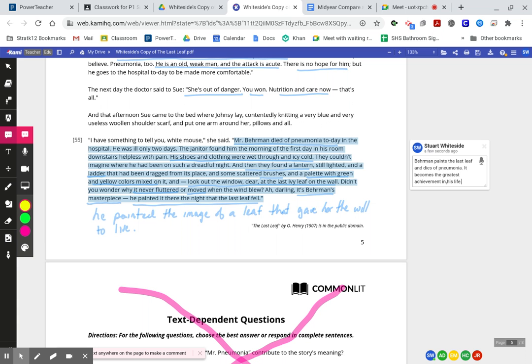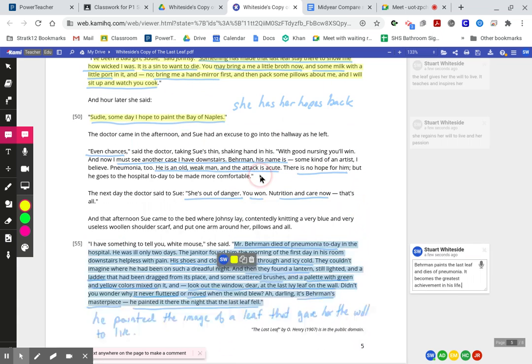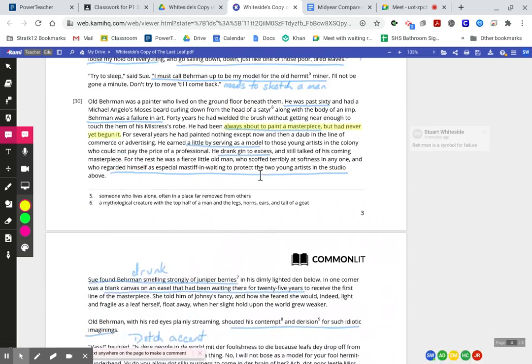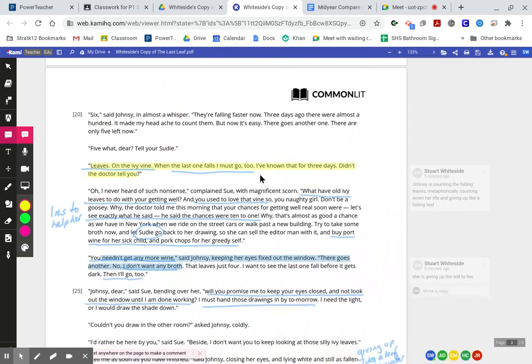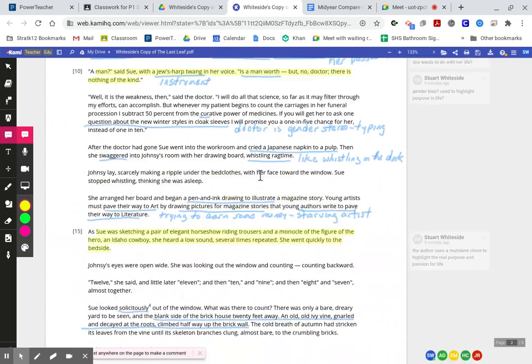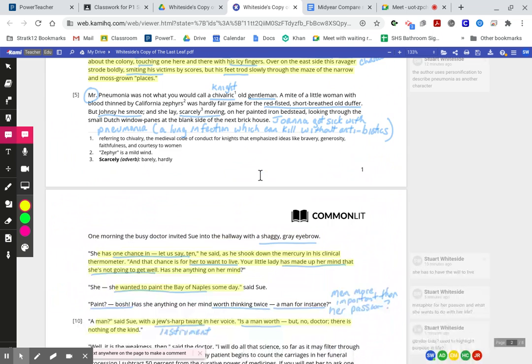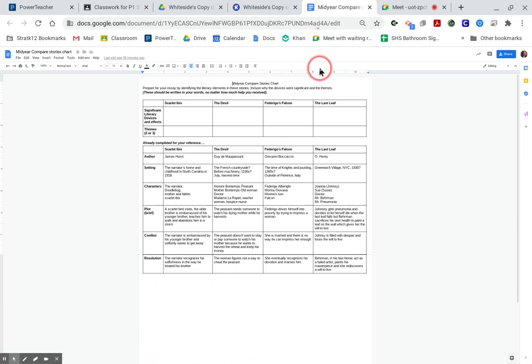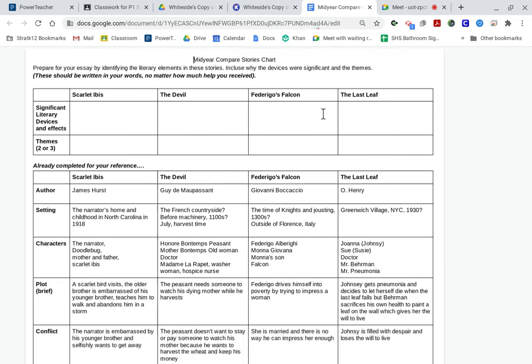Okay. So your job is to take this story and look at all these things that you thought were interesting, whatever literary devices or interesting author's tricks. And I certainly have commented on a bunch of them. And take them and put them into your mid-year comparison. So here you talk about the last leaf and all the significant literary devices in this last column.